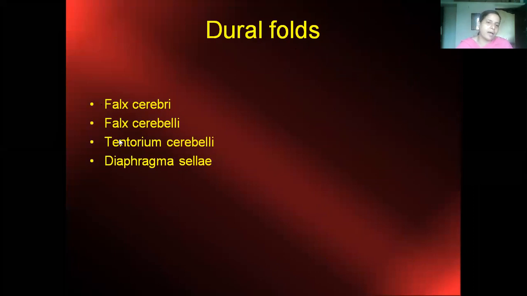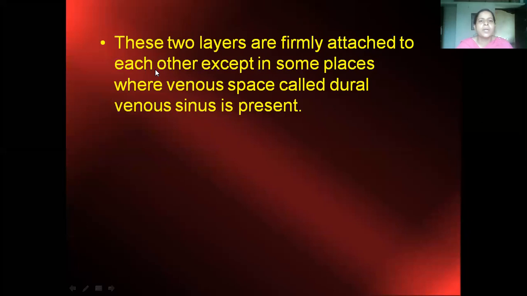Okay, this already we have discussed, tentorium cerebelli as a 5 marks question. Now see here, we have falx cerebri, falx cerebelli, tentorium cerebelli, and diaphragma sellae. These are the four dural folds. Any of these can come as a 5 marks question. Okay, so these two layers, that means the endosteal and meningeal layers, are firmly attached to each other, except in some places where we have venous spaces called dural venous sinuses.